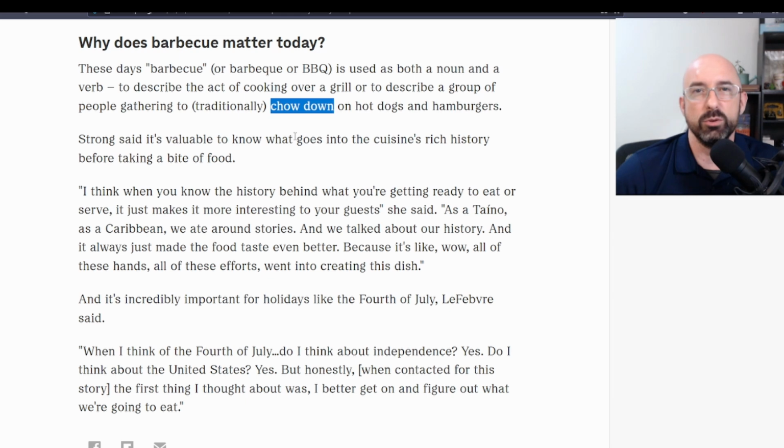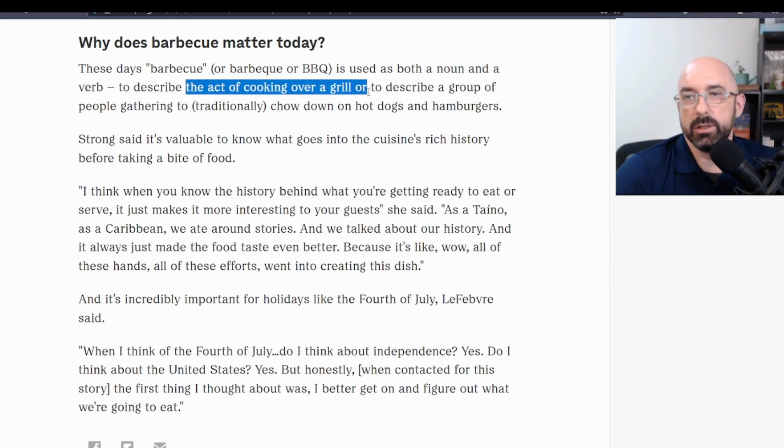It means you love the food so much you want to eat it very quickly. Now the verb means the act of cooking over a grill, right? Or like I mentioned earlier, in parts of the United States, cooking means very low, on low temperatures, very slowly over a long period of time.